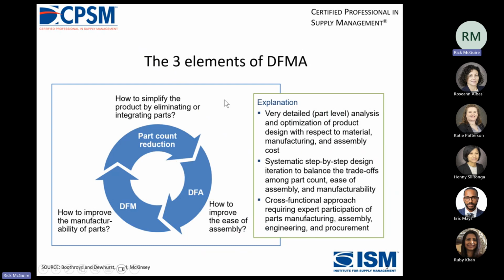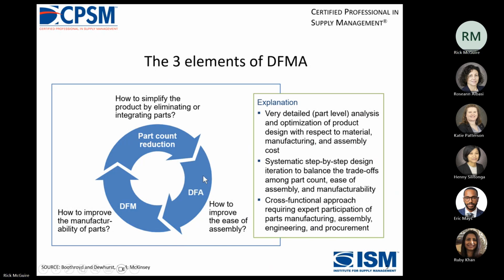And they look at things like how to simplify the product by eliminating or integrating parts. So reduction in part count. If you make a bracket with 15 parts and a bracket with 3 parts, the one with 15 parts is going to cost a whole lot more. So how to improve the manufacturability of the parts. That's working with the supply base usually, and what's the easiest and cheapest way to manufacture the parts, and how to ease assembly.